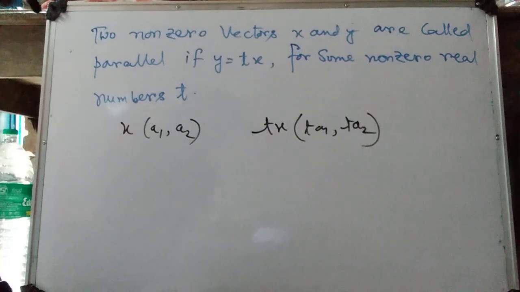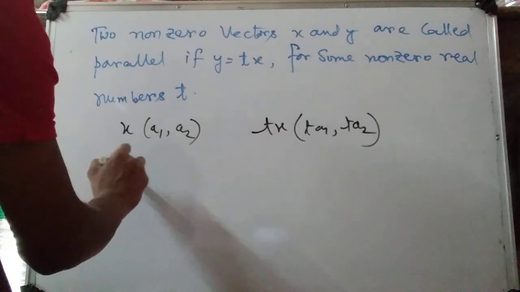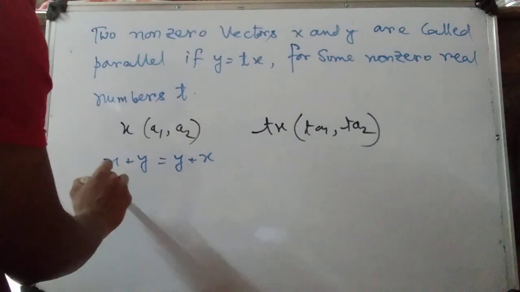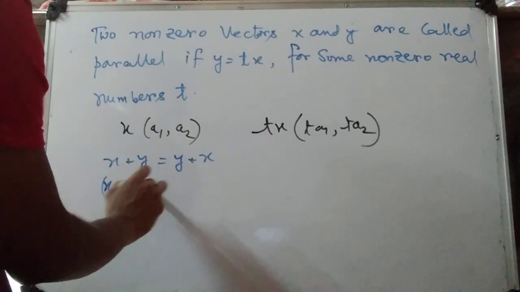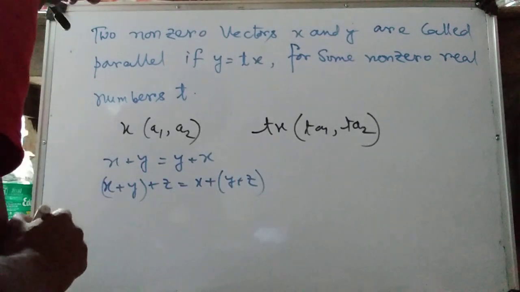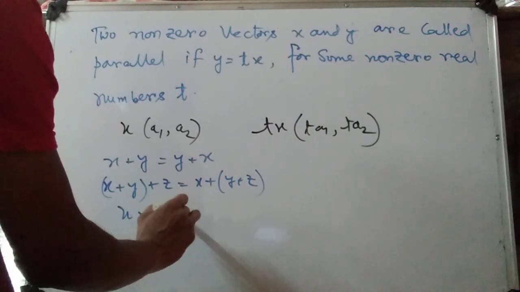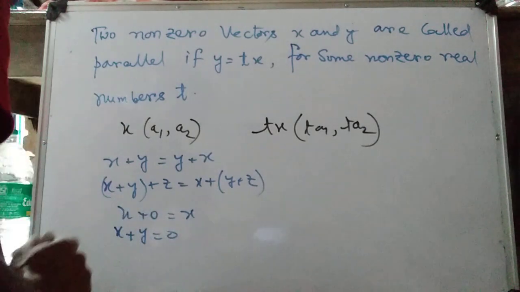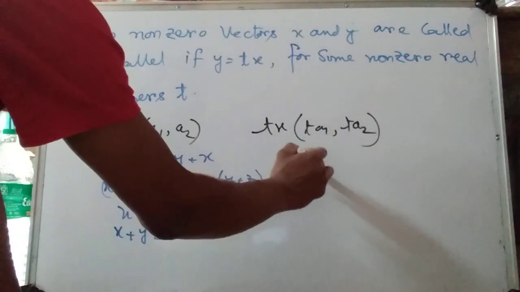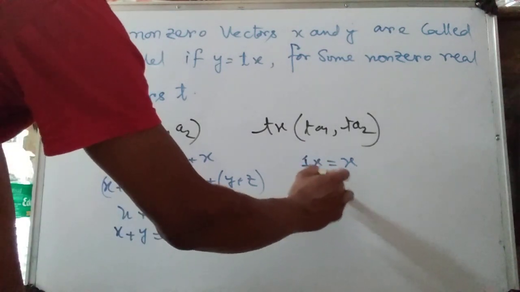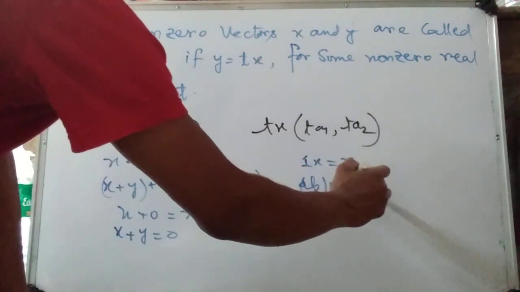That means for all vectors satisfy this: x plus y equals y plus x, the commutative property. And here (x plus y) plus z equals x plus (y plus z), the associative property. And x plus 0 equals x, and here x plus y equals 0, the inverse. In this way, obviously 1 multiplied by x equals x, and we also discuss (ab)x equals a(bx).